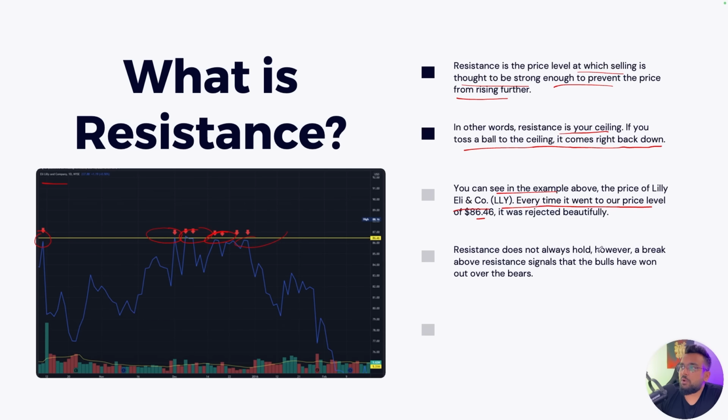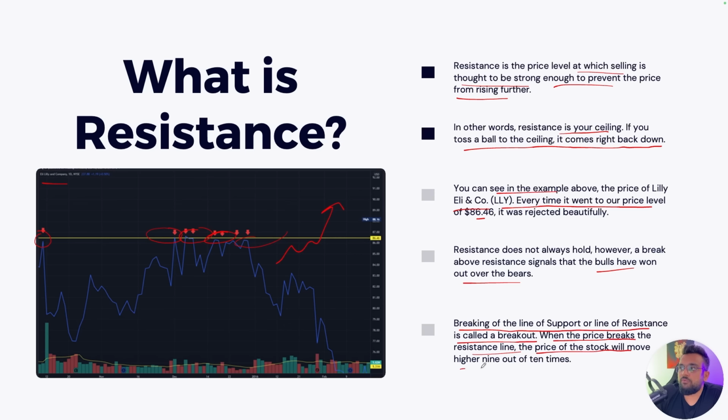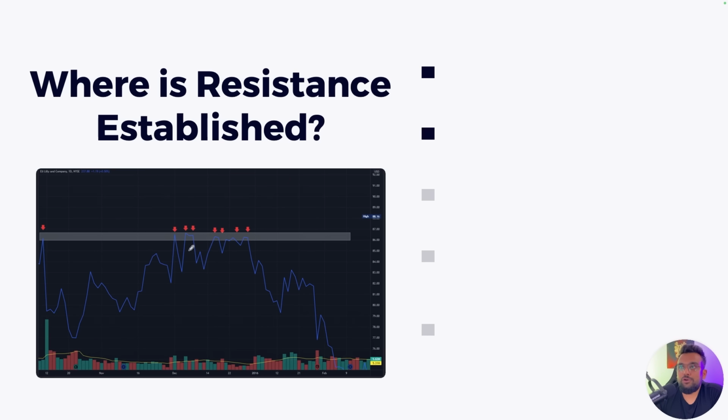Now, resistance does not always hold. However, a break above the resistance can mean the bulls have taken control over the bears. Breaking through the line of support or line of resistance is called a breakout. When the stock breaks a resistance line, the price of the stock will move higher 9 out of 10 times. Alright. Now again, if you have this level marked at 86.46, I have it marked at 86.50, somebody else has marked it at 86.70, what happens? It's okay. That's why we need to draw zones. You see this? Now everything is in the zone.